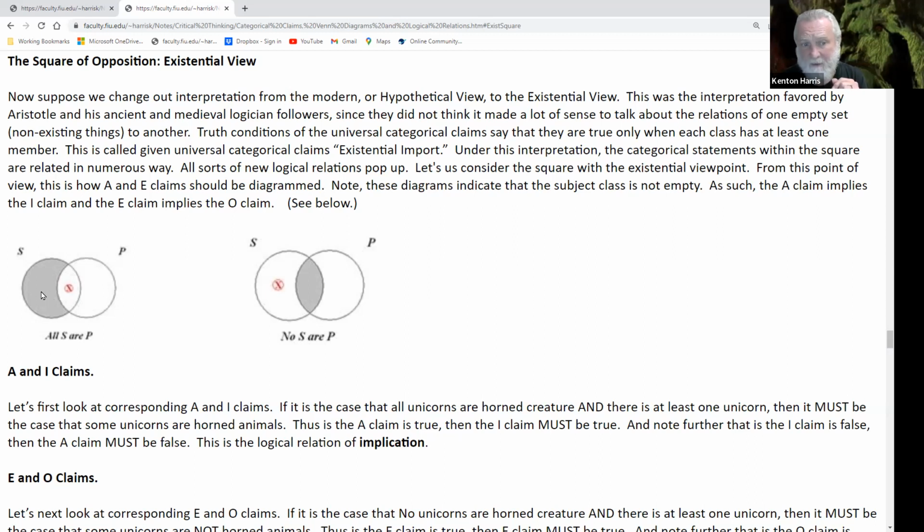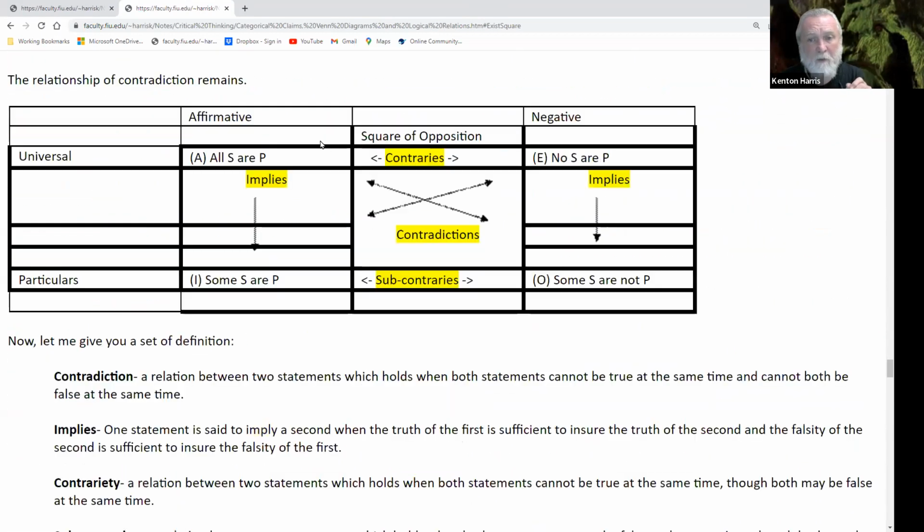If this one isn't empty and there's an X here, and if this one isn't empty, there's an X there, then they're both false, right? There's a membership, even though this claim is denying there's membership in that region, and there's membership in this region, even though the claim is saying that there's no membership in that region, right? So A and E claims cannot both be true at the same time, but can both be false.